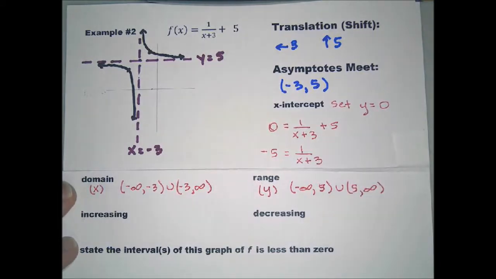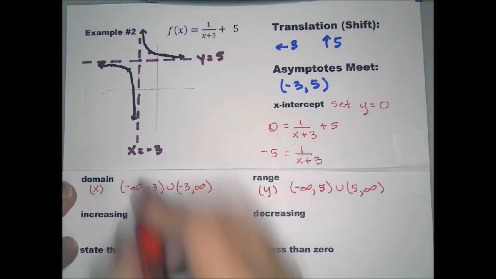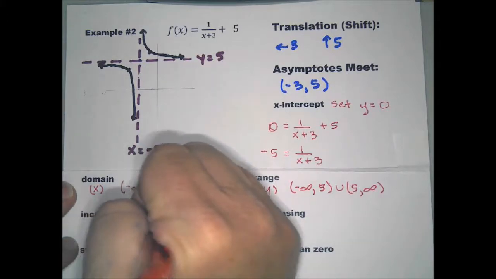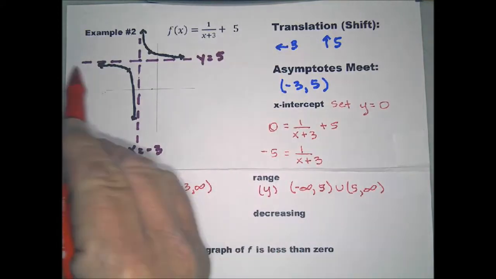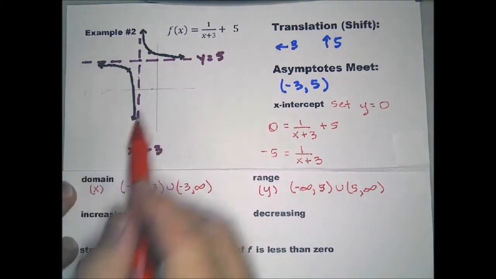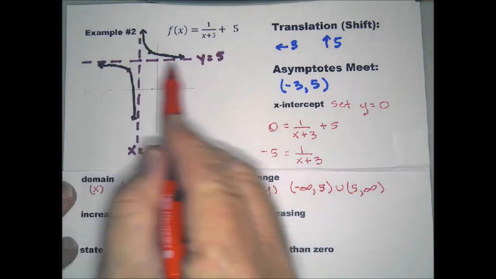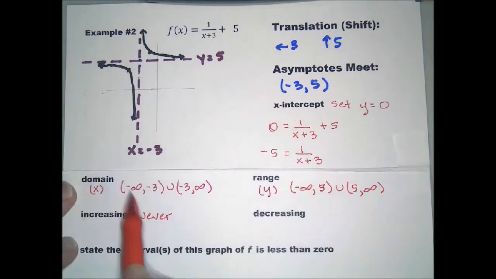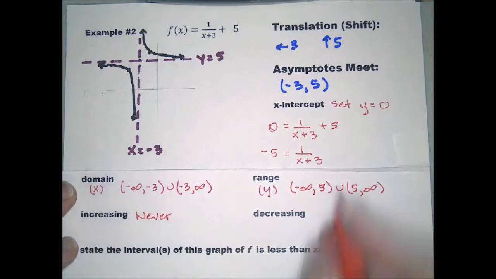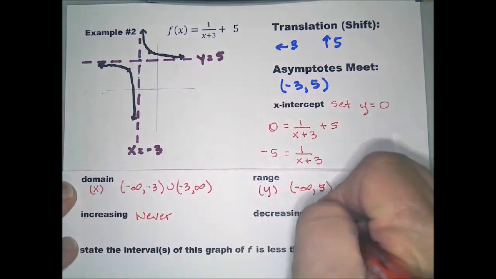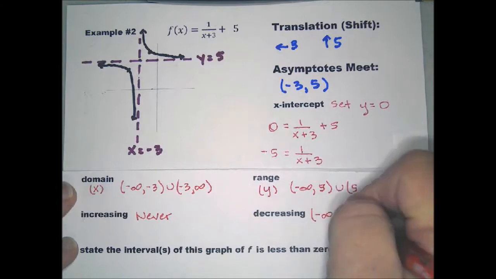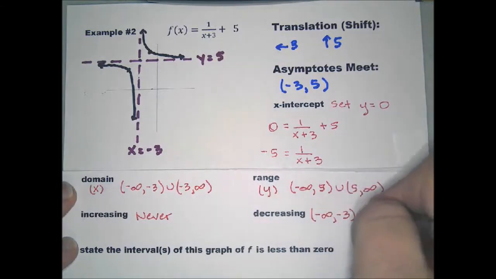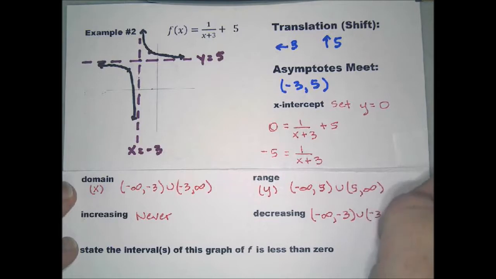Now, where is this graph increasing? It's never increasing. It's always a decreasing graph. This part is decreasing, and this part is also decreasing. So all we have to do is rename the domain again. Negative infinity to -3 and -3 to positive infinity.